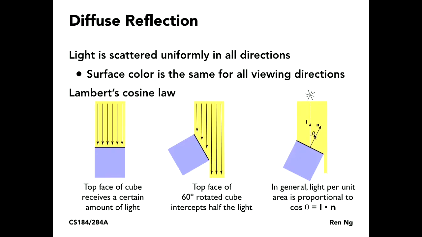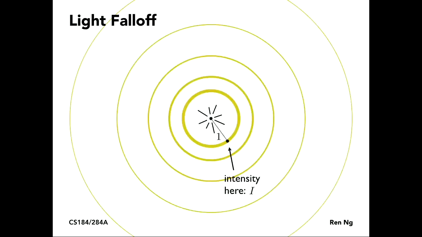So the key thing that we want to figure out here is the amount of power that's falling on here. And it's going to be based on the cosine of the angle between the lighting direction and the surface normal direction. In particular, you just take the dot product of the L and N vectors, normalized vectors.